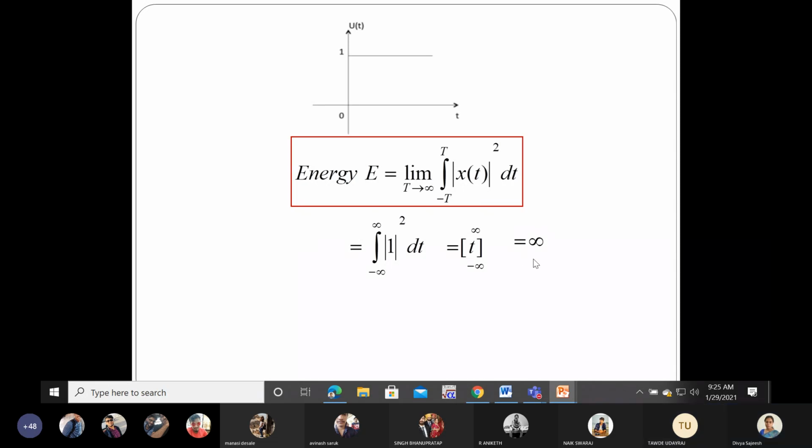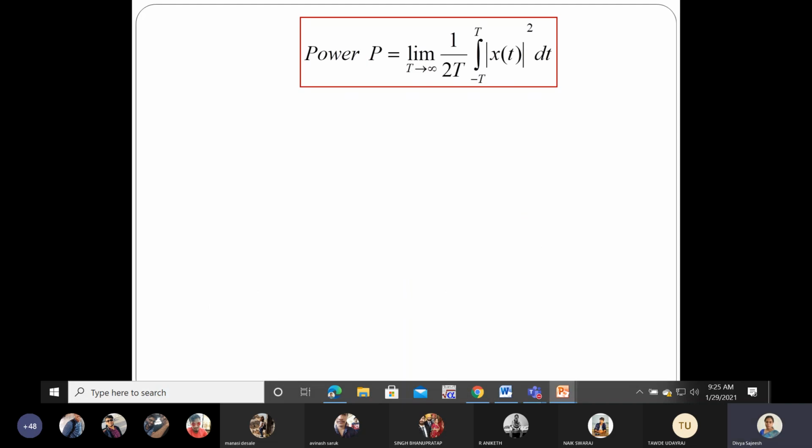So here in this case, we are not getting a finite energy. So this signal will not be an energy signal. Here I can tell the signal is not an energy signal. So let us apply the other formula for obtaining the power.